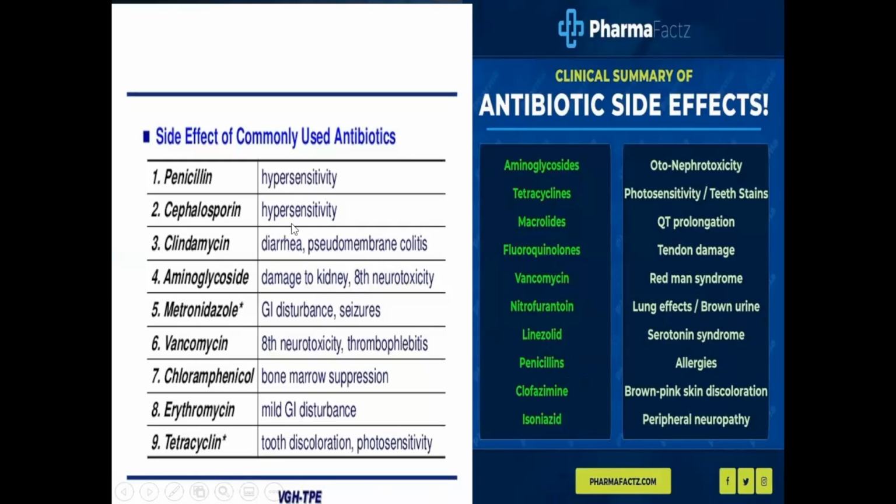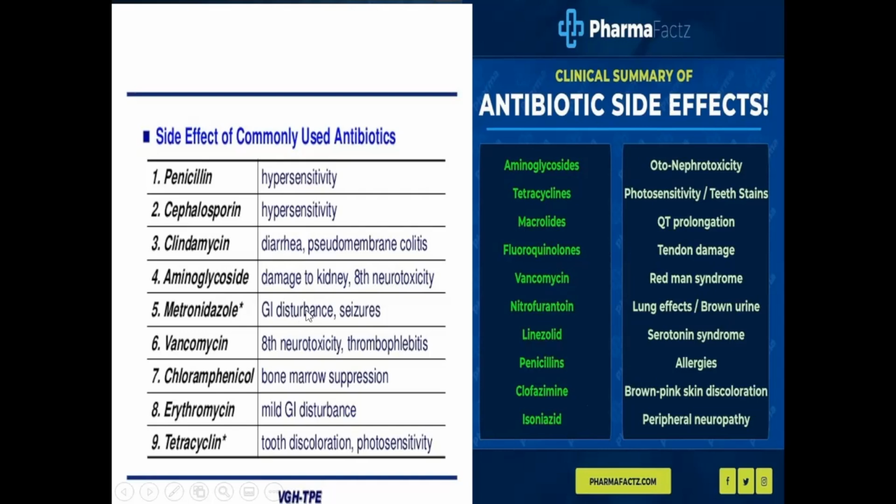Penicillin group, the main thing you know is allergy, hypersensitivity. Some of them even cause Stevens-Johnson syndrome. Okay, read about that. Then clindamycin, the main thing is pseudomembranous colitis. Aminoglycoside is ototoxic, nephrotoxic, and neurotoxic. It's ototoxic because of the cranial nerve, the vestibulocochlear nerve. And then damage to the kidney because it is nephrotoxic. That's why it is used carefully in ESRF patients.